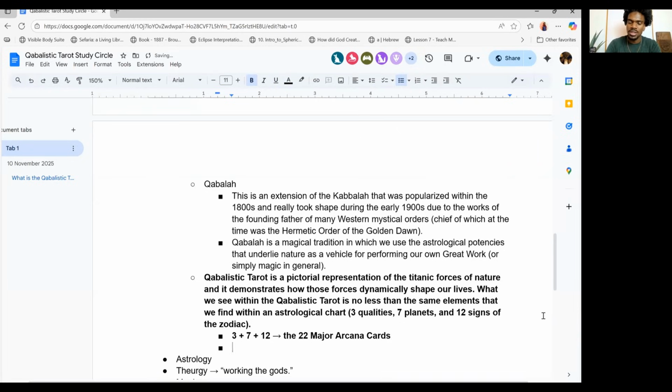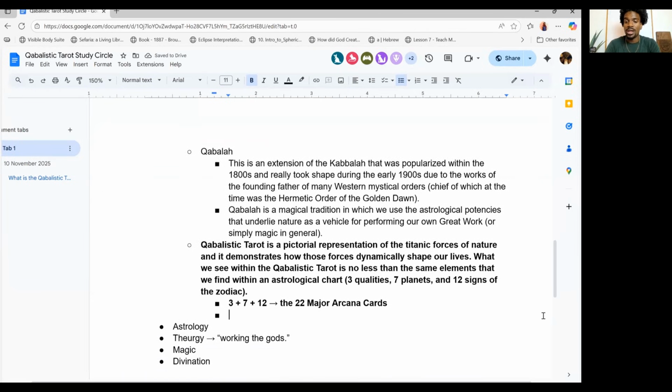So what this tells us is that those 22 Major Arcana cards are meant to hold within themselves and represent all of the forces of nature, period. And this is a part of why I would believe many people give readings purely through the 22 Major Arcana cards, because they are representative of these forces that from an astrological perspective are the very forces that have created this universe within which we live. The 3 qualities, the 7 planets, and the 12 signs of the Zodiac.